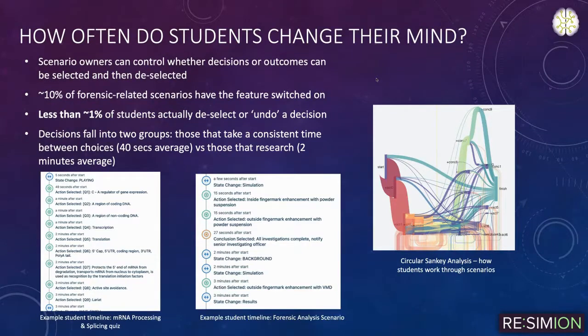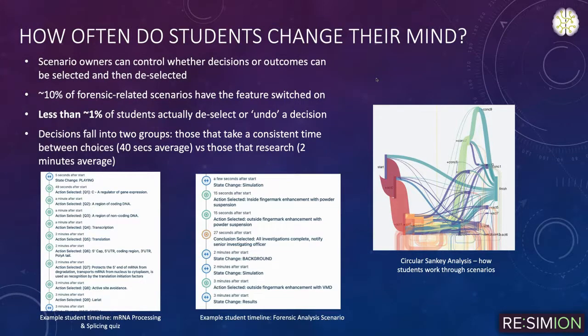How often do students change their mind? Quite an interesting question that we've looked at in some detail. Every action and decision that's taken inside of the Resimion platform is recorded. You can see some examples of timelines here for RNA processing and splicing, and also a forensic analysis scenario that we've run. You can also see we create very complicated analysis.